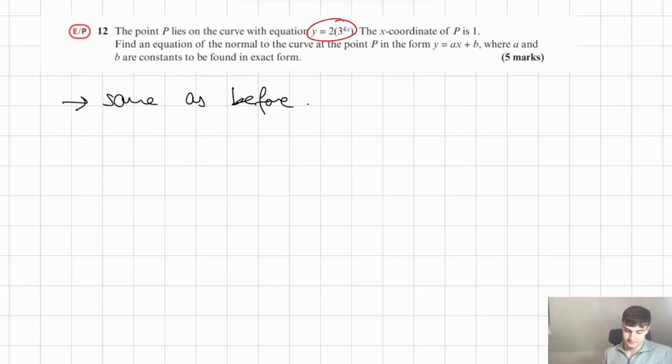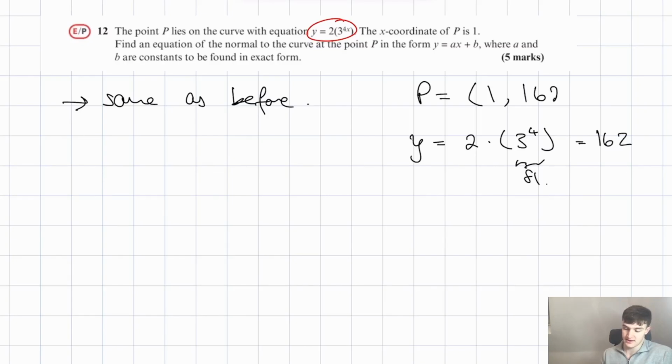So, okay. The x-coordinate of P is 1. Let's find the y-coordinate now before we move on. So y is going to be 2 times 3 to the 4 times 1, which is 3 to the 4, which is 81. So 2 lots of that should be 162. So P has values 1 and 162. Okay. So let's continue. We want to find the equation of the normal.